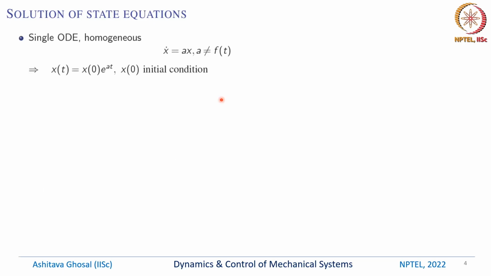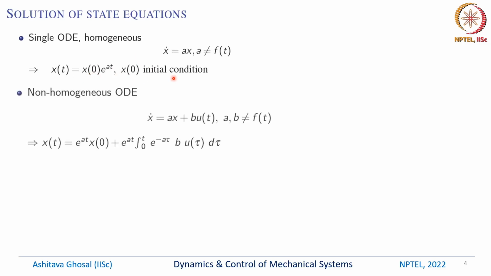So let us look at the solution of state equations. Before we look at the general form of n matrix equations at the same time, we look at a single ODE. If you have a single ODE which is homogeneous, it can be written as x dot equals ax. And remember, we are talking about a linear time invariant system. Hence, this a is a constant. A is not a function of time. So this is very standard. It is very well known. What is the solution? x of t is nothing but x0 e to the power at, where x0 is the initial condition.